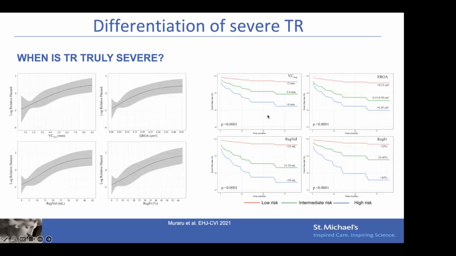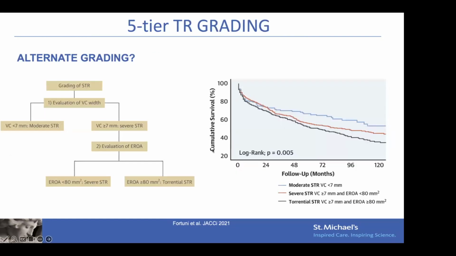But if you then looked at tertiles of risk based on these three measurements, so the low risk, intermediate risk, and high risk, if you look at EROA in this study, a cutoff of 0.3 was actually associated with the 33% of patients that had the worst outcome, again suggesting that a lower cutoff might be more appropriate for TR compared to MR. And then Fortuny et al.